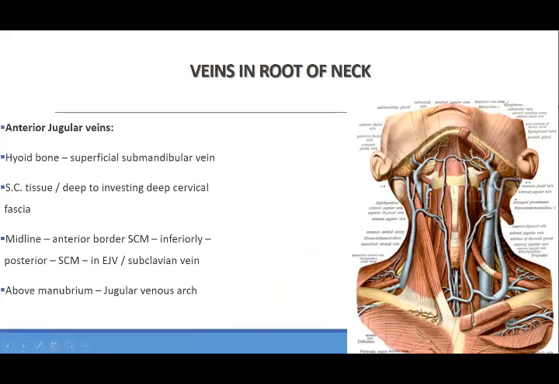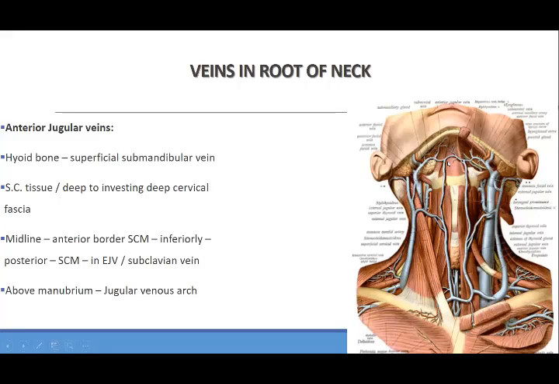Okay, let's come to the veins in the root of the neck. There are only two main veins in the root of the neck. The external jugular vein, this one, you have already done. Its formation and termination you have done, running on the surface of the sternomastoid and ultimately ending over here in the subclavian vein. Okay, this thick vein that you can see is the internal jugular.